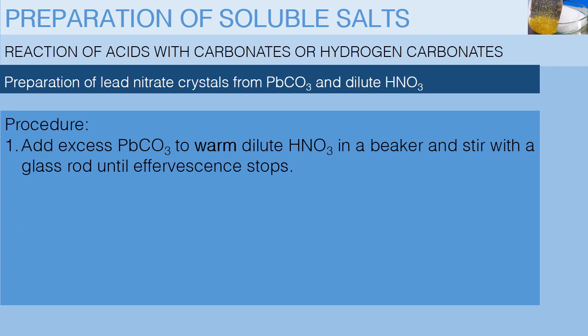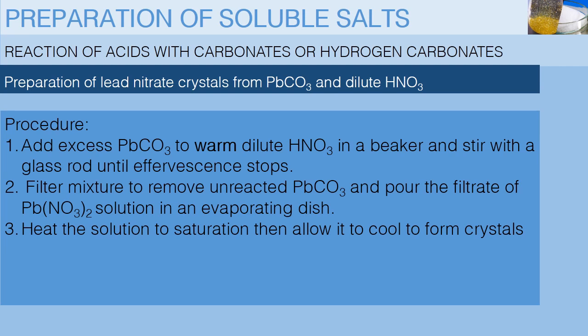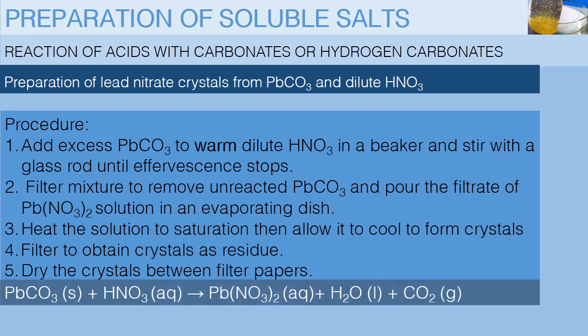I'm sure by now you can tell me the next step. Aha, you said filter the mixture to remove unreacted lead carbonate and pour the filtrate in an evaporating dish. Remember, the filtrate is lead nitrate solution. Then next, you heat the solution to saturation and allow it to cool. Then you filter to obtain crystals, and then dry the crystals between filter paper. The equation for this reaction is as follows.